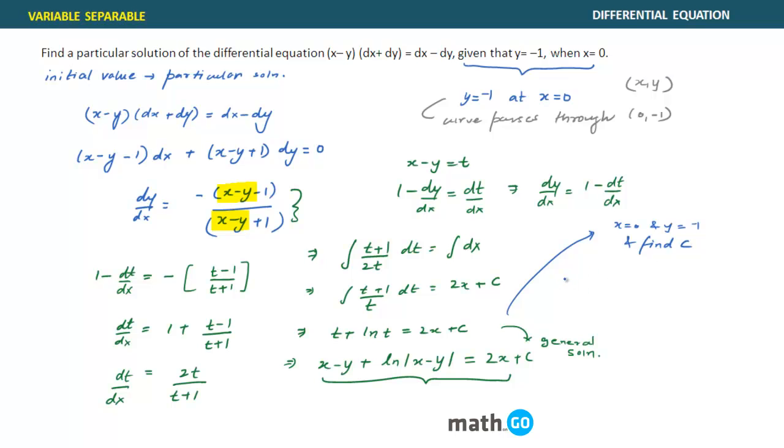So if you do this, what you will get is 1 plus ln 1 is equal to 0 plus c. C comes out to be 1. So replace the value of c with 1 over here, which will give you the particular solution. So if I just replace this particular value here by 1, this is the answer that we were looking for. Okay, so for a particular solution, you will never leave your answer in terms of c. You have to find the value of c. This is how you can interpret an initial value problem or a particular solution problem.